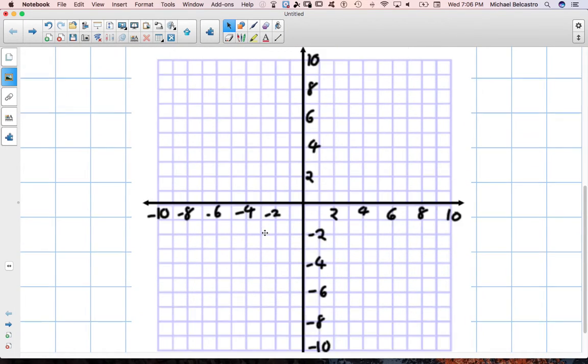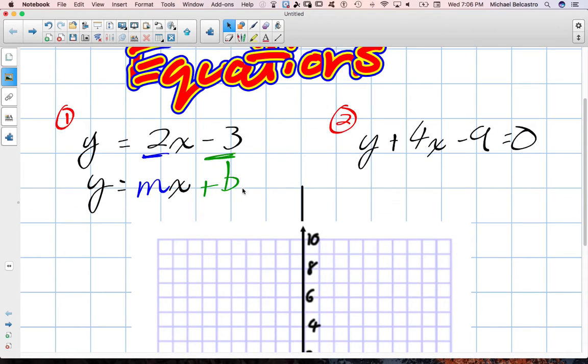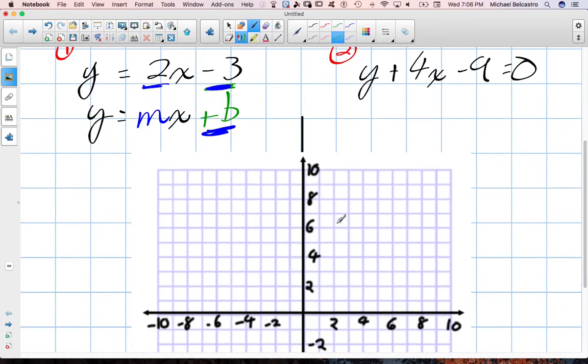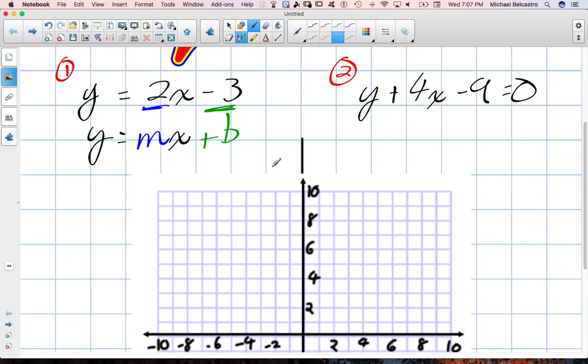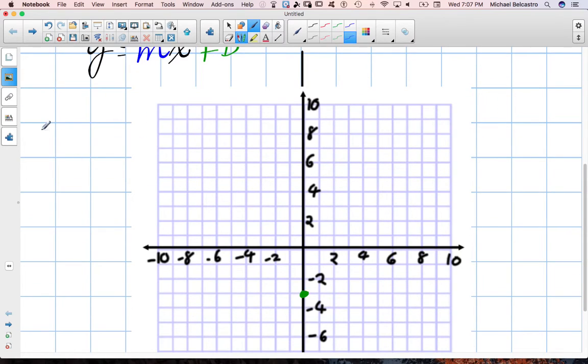If we go to graph this, we want to start at the one value we do know, which is the y-intercept. The y-intercept in this case is -3. We'll do this line in green. I look on my graph for -3. That's this value here, so that's my starting point. And then my slope is 2. Slope is usually written as rise over run, so it'll be 2 over 1.